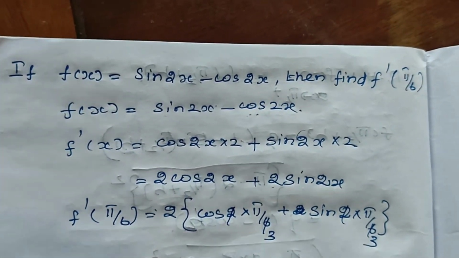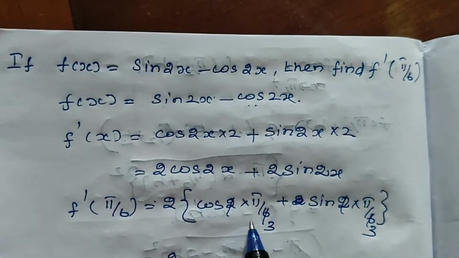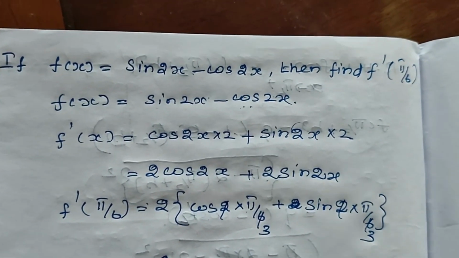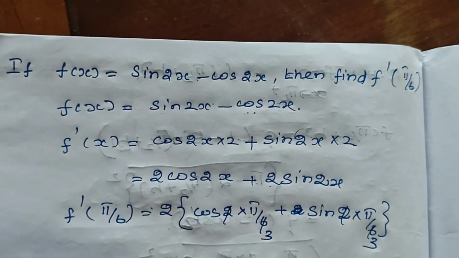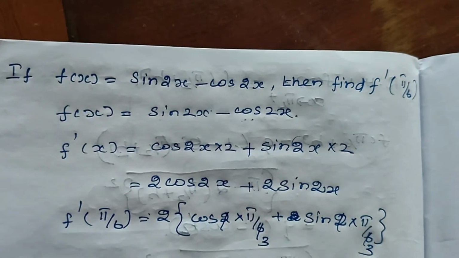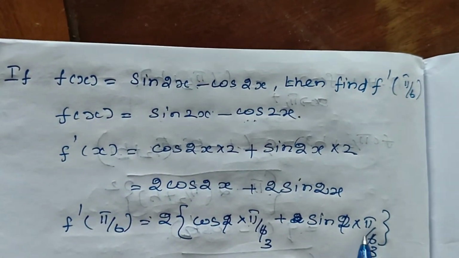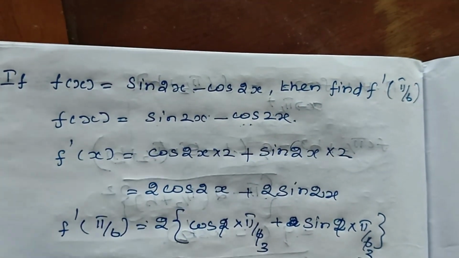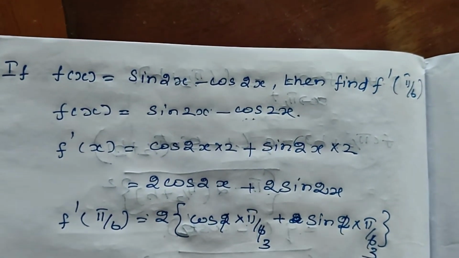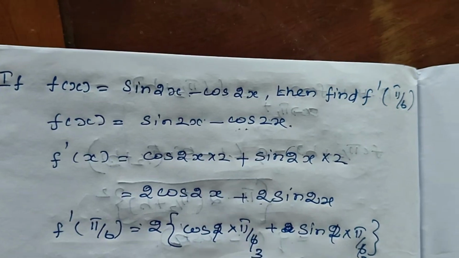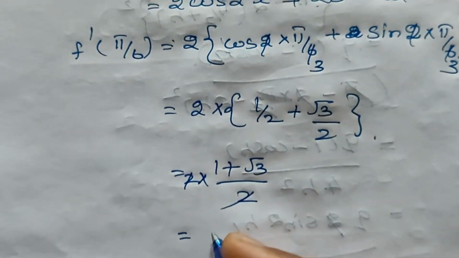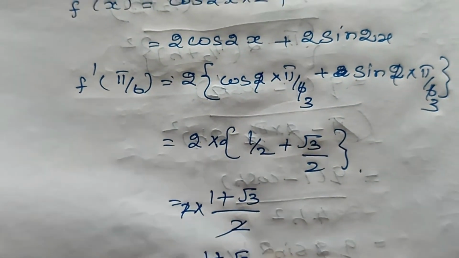So 2 cos pi by 3, that is 180 divided by 3, 60. Cos 60 is 1 by 2. So 2 into 1 by 2 plus, here, root 3 by 2. So here 1 plus root 3 by 2. Here one more 2, therefore the 2 get cancelled. Therefore 1 plus root 3.